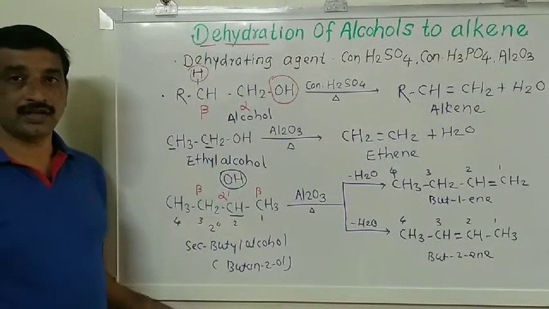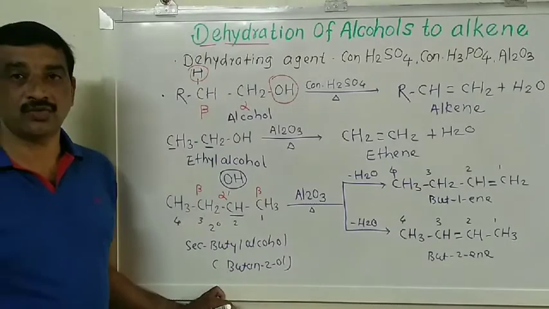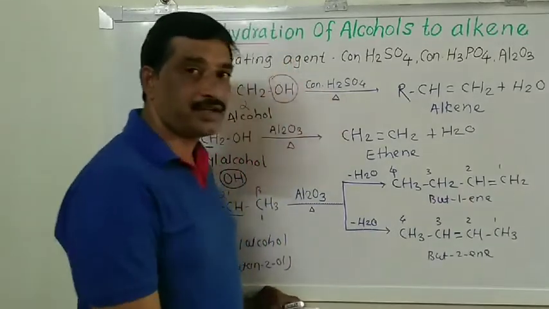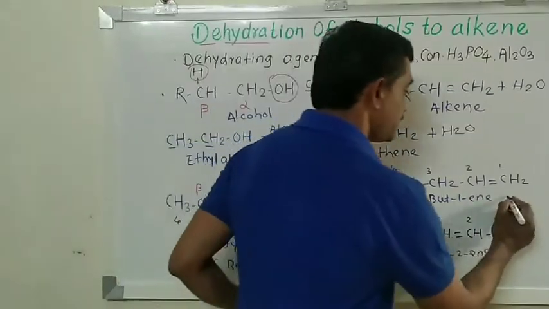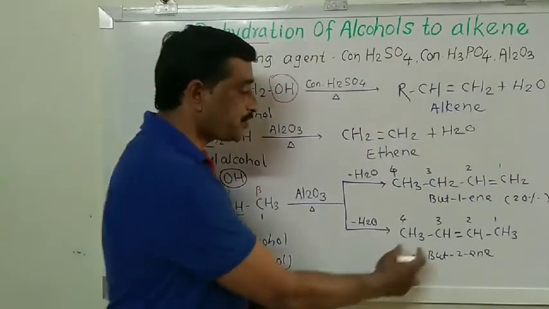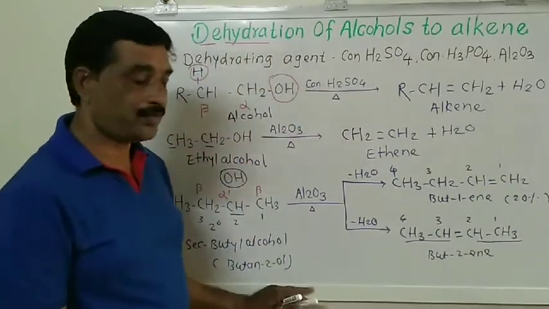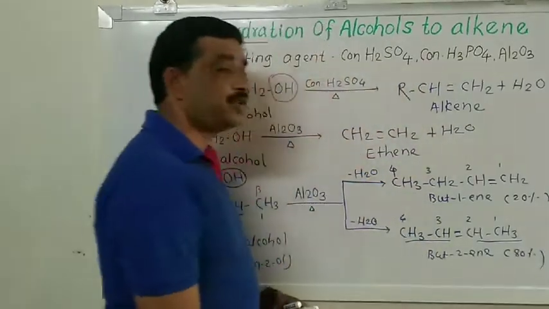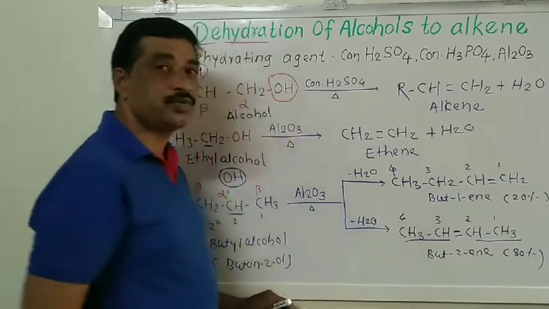So in the dehydration of secondary butyl alcohol, there is a possibility of formation of two products. We have to decide which is the major product. As we know, alkenes which are symmetric are more stable. But-1-ene is an unsymmetric alkene, so this is the product with 20% yield. But-2-ene contains the same groups along the double bonded carbon atoms, so this is the major product. It is very stable, and the yield of this product is 80%. So the major product is but-2-ene and the minor product is but-1-ene.